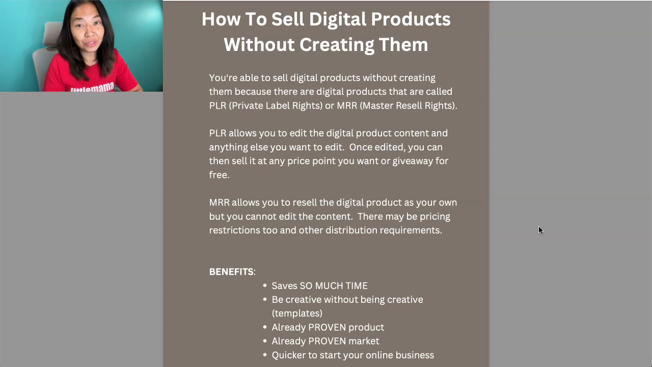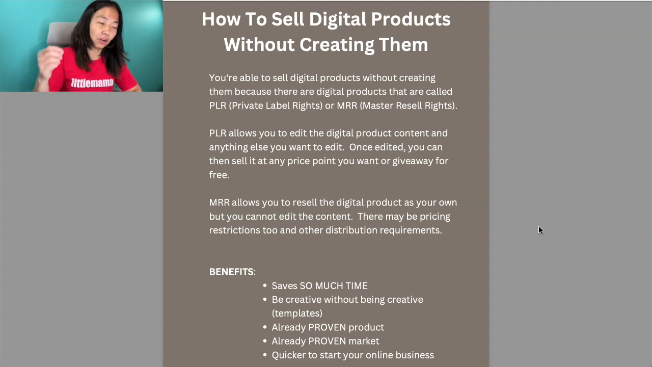Now, with master resale rights, they have different rules, and one of them is you do not edit the content of the digital product. So you're just going to buy it and sell it as is. And how you're going to differentiate yourself is the branding. So you can sell it as your own because you will be able to brand it with your sales page and everything like that. Usually, you're going to get digital files so that you can also upload it to your platform to sell as well.